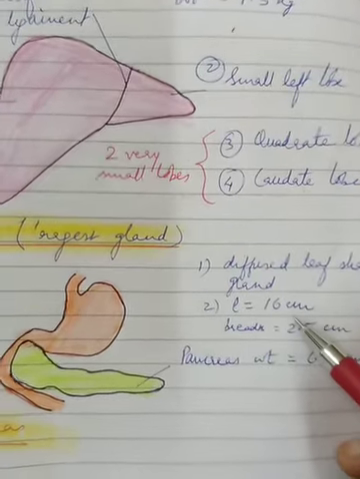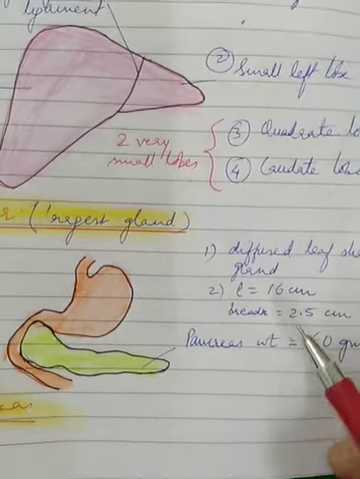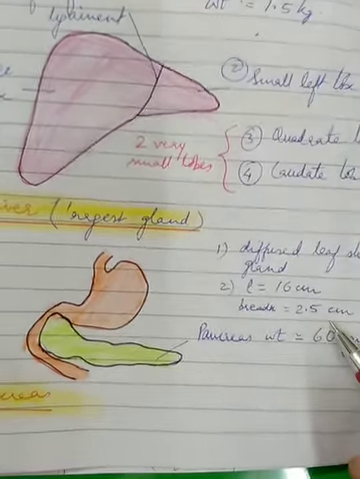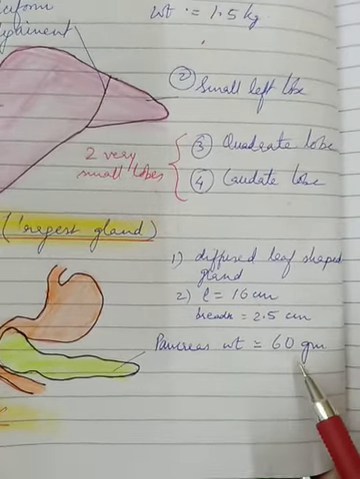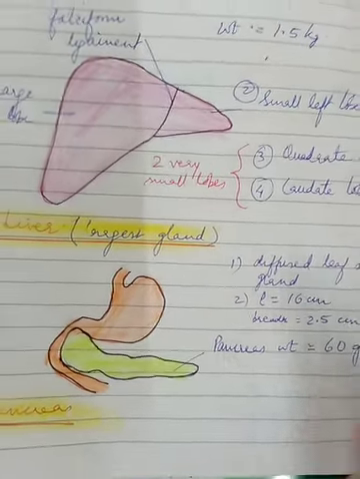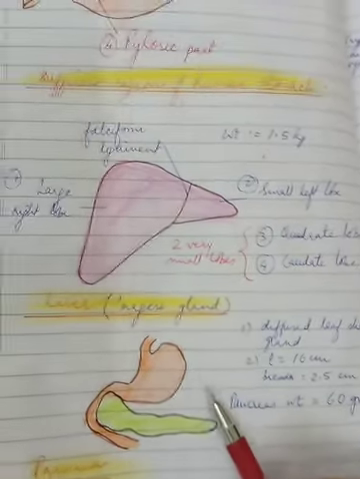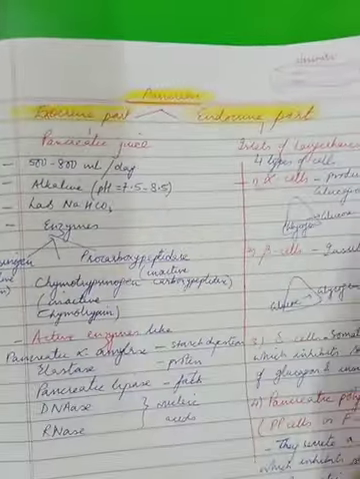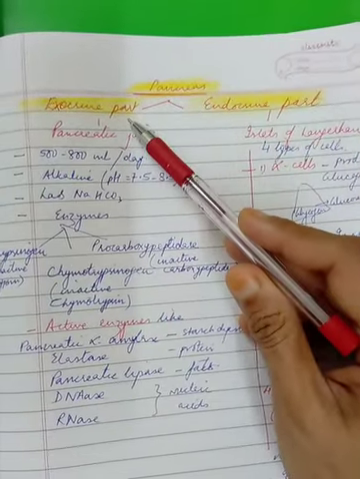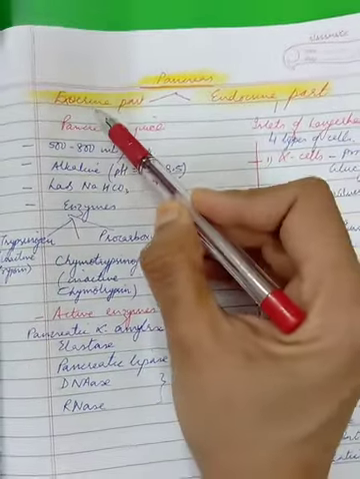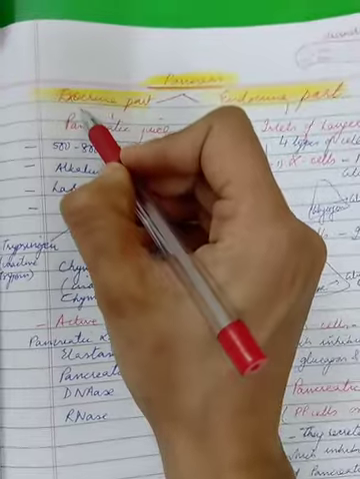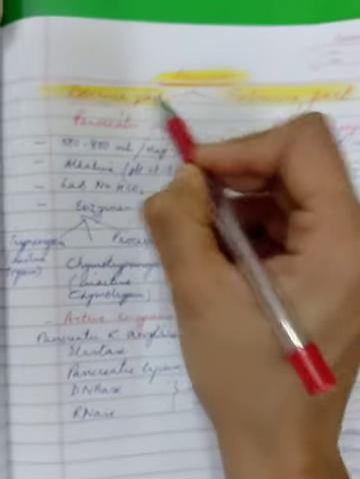Alright, the length is some 16 centimeters, the breadth is 2.5 centimeters, and the weight is only 60 grams. Pancreas, it looks like a flat diffused leaf-shaped gland. There are 2 types of functions when we talk of pancreas, right? The first function we'll call under the exocrine part. Exocrine means the part that is comprising of the pancreatic juice.